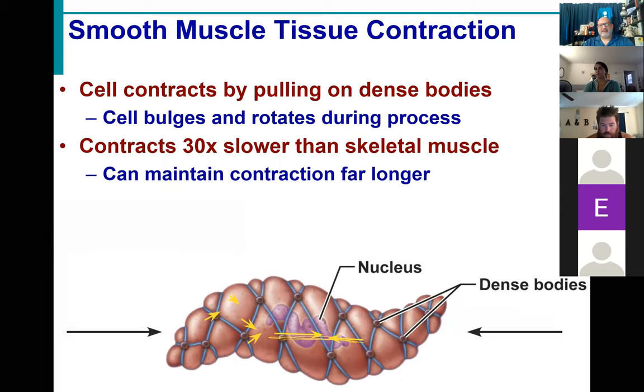Again, it is an incredibly slow process. It can be as much as 30 times slower than the contraction of a skeletal muscle, but it is highly efficient, where it can be maintained for a much, much longer period of time with a much smaller amount of ATP.